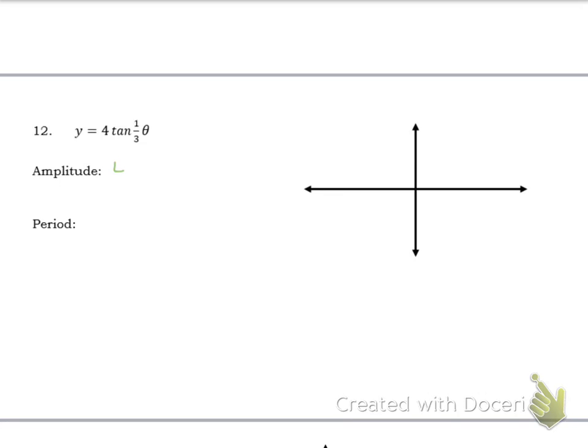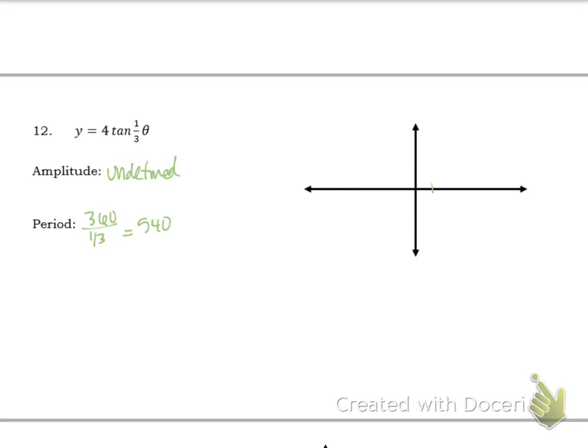Alright, my next one, my amplitude is not 4 because it's tangent. It's undefined. Okay, this one I do 360 divided by 1/3, which is the same as multiplying by 3. So my graph is going to stretch because this is going to get me 540. So basically I'm taking all of my numbers, dividing them by 1/3, which is the same as multiplying by 3.